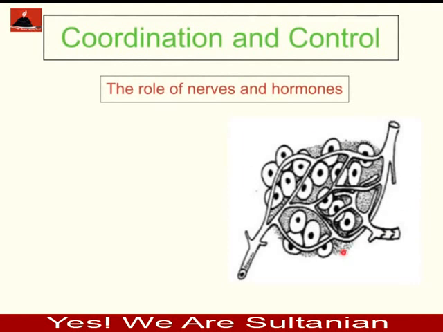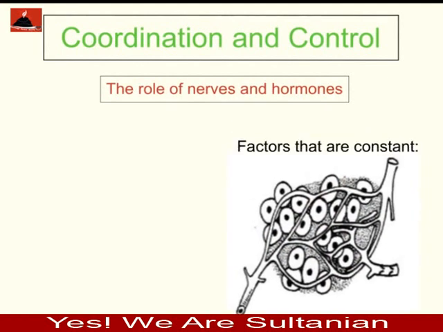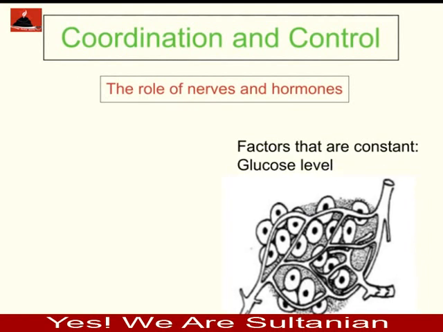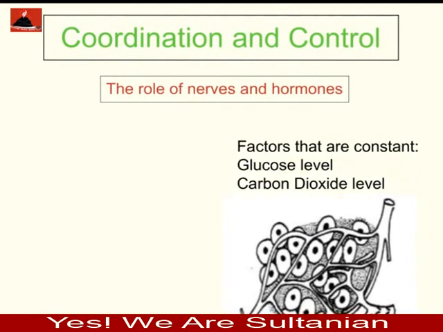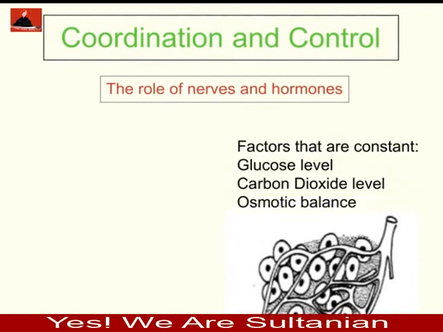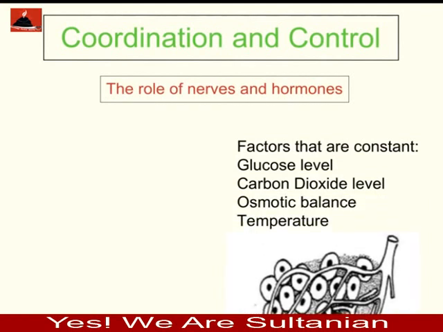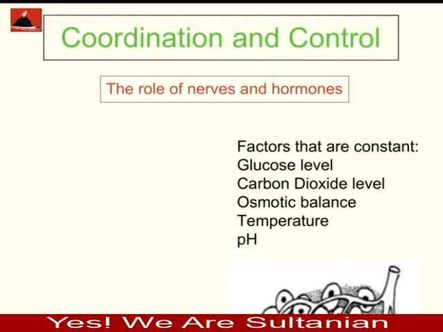First of all, I've got here an example of a group of cells and some capillaries from inside a multicellular organism. Inside a multicellular organism, cells are surrounded by tissue fluid, and this tissue fluid needs to have a relatively constant composition. The factors that need to be constant are the glucose level, the carbon dioxide level, the osmotic balance, temperature, and pH.